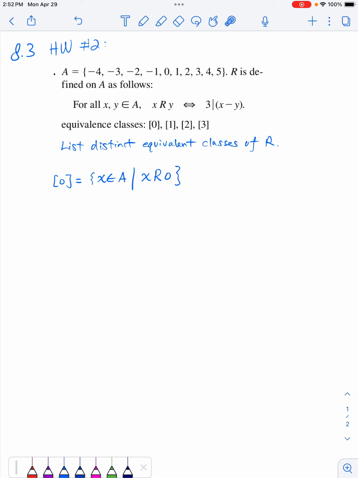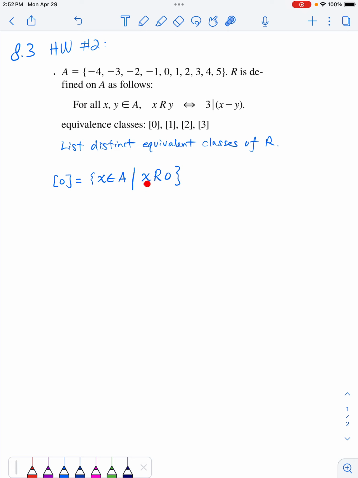Now, here comes the definition of equivalence class. So in this case, the class of 0 will be the collection of the elements from A. We are talking about set A, right? So it will be the collection of the elements from A so that this element is related to 0. That's how we define the equivalence classes.